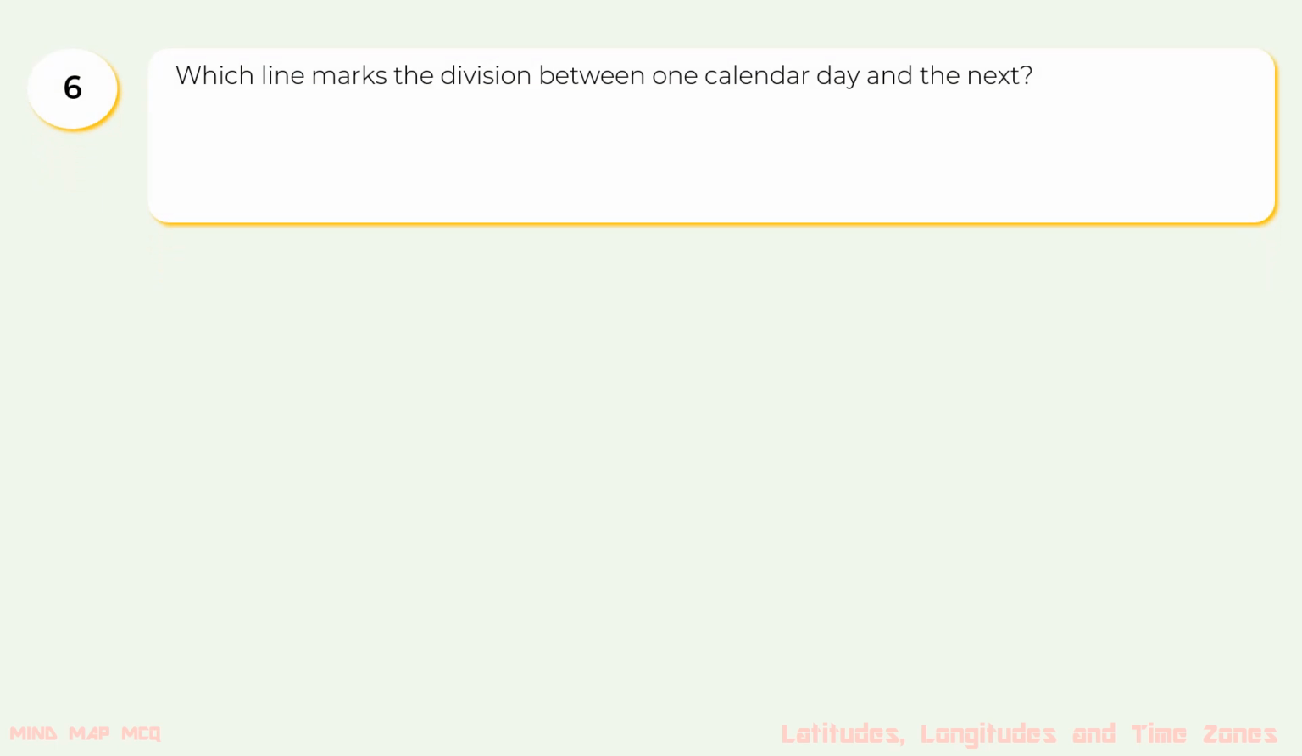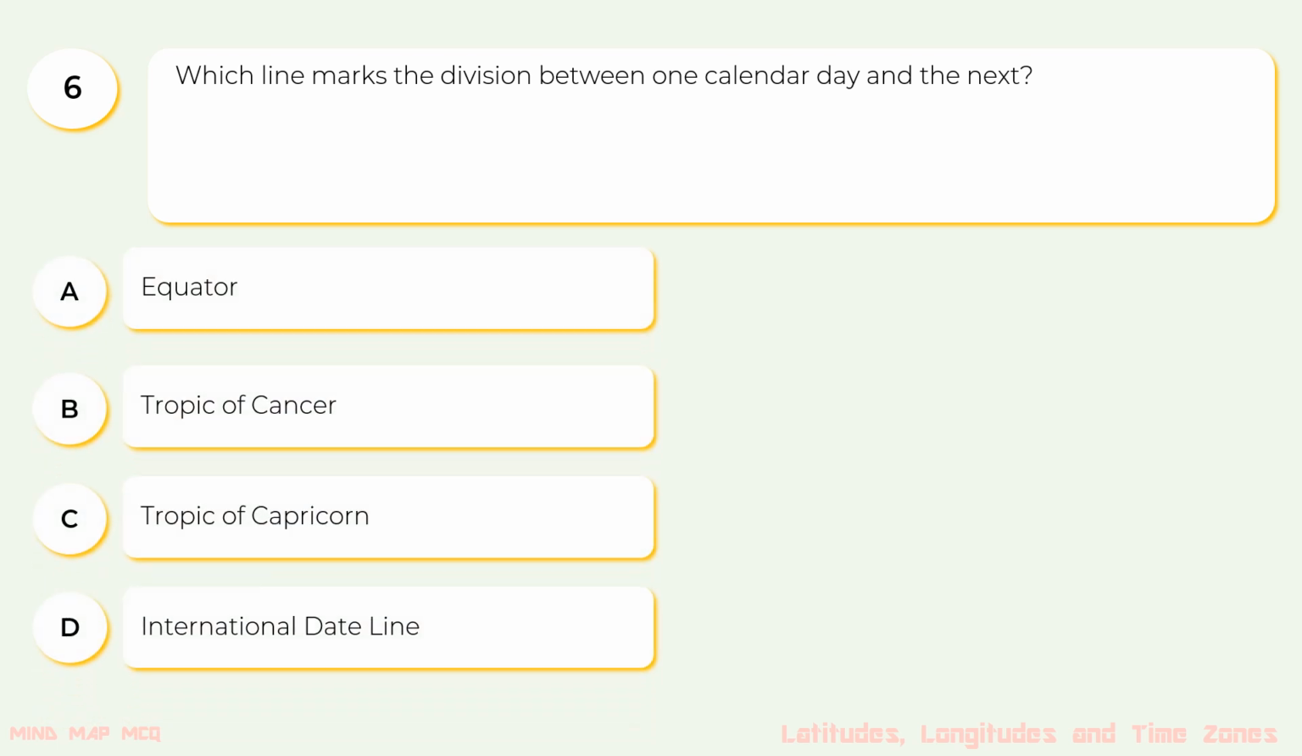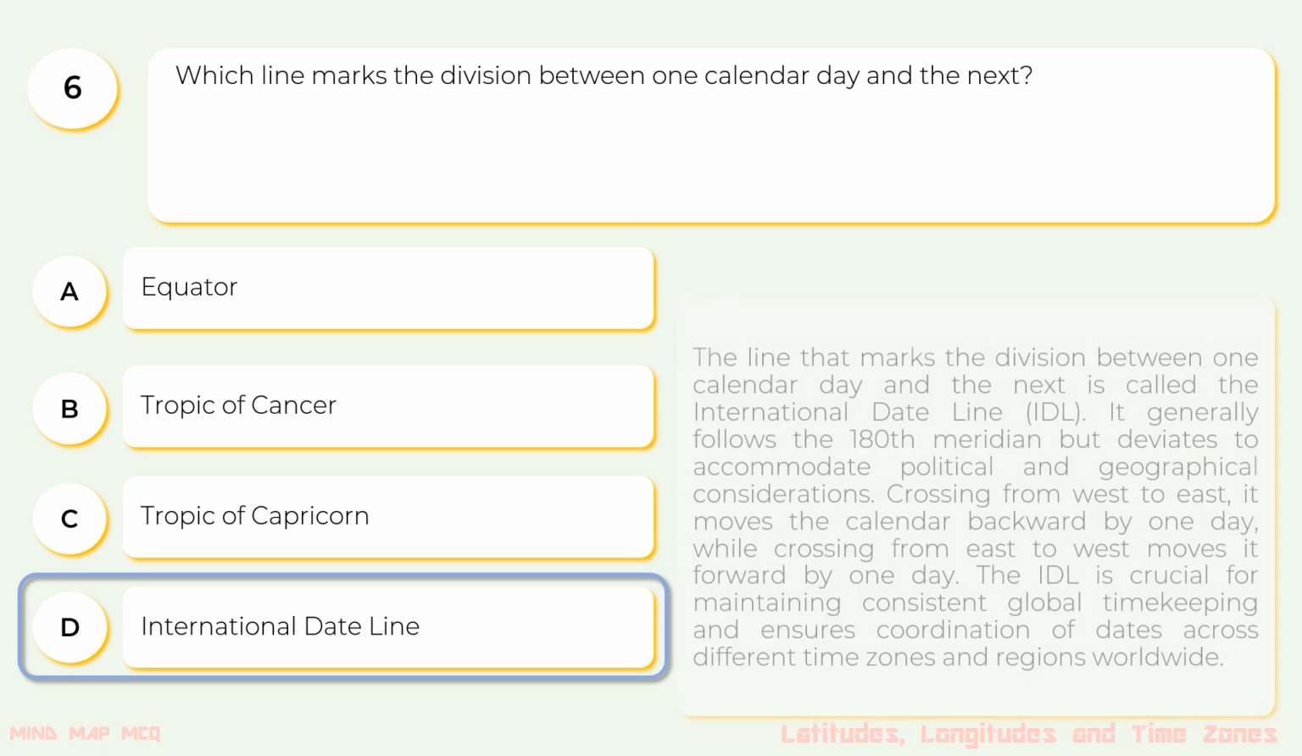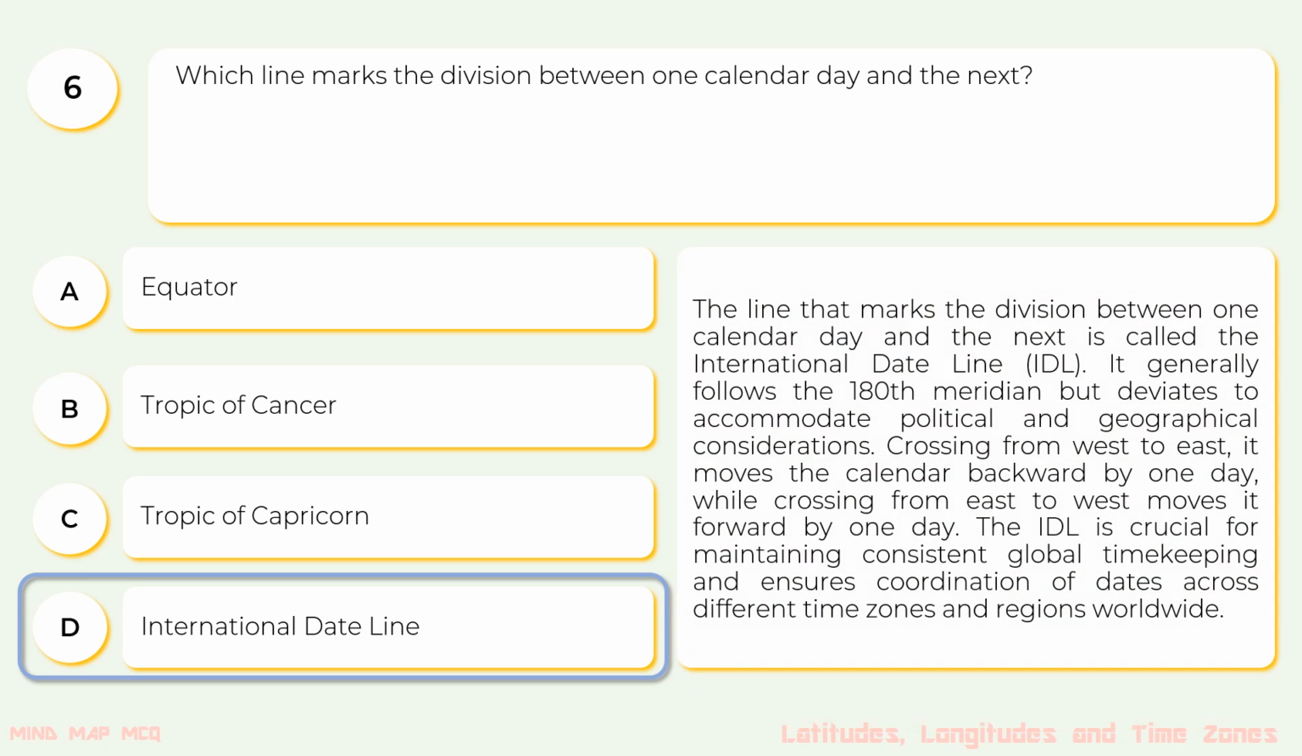6. Which line marks the division between one calendar day and the next? The options are A. Equator, B. Tropic of Cancer, C. Tropic of Capricorn, D. International Dateline. The correct option is D. International Dateline. The line that marks the division between one calendar day and the next is called the International Dateline, or IDL. It generally follows the 180th meridian but deviates to accommodate political and geographical considerations.